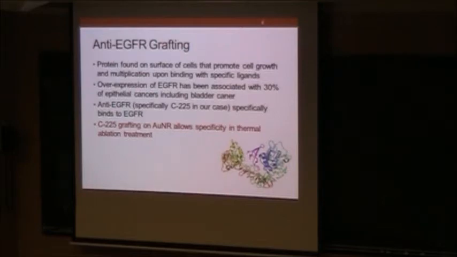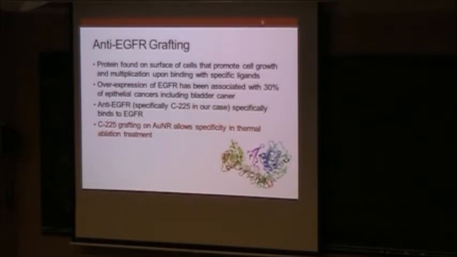And just like how there's lots of blood vessels in the tumor, these guys want to multiply a lot faster. And so there's an overexpression of EGFR. And overexpression of EGFR has been associated with 30% of epithelial cancers, including bladder cancer. And so what we do is we attach anti-EGFR, specifically cetuximab, C225 in our case.